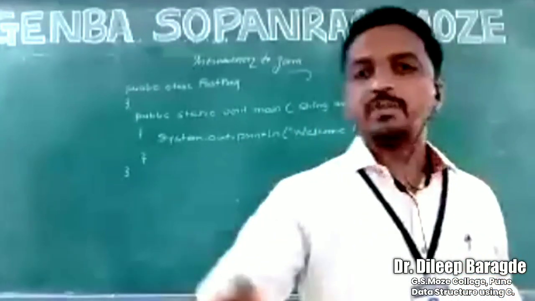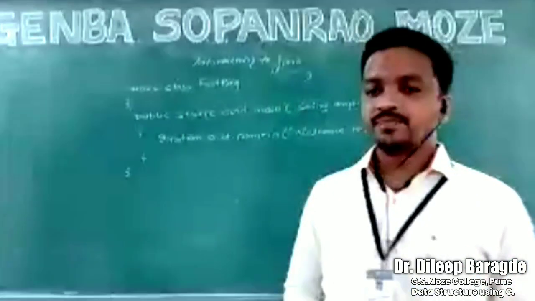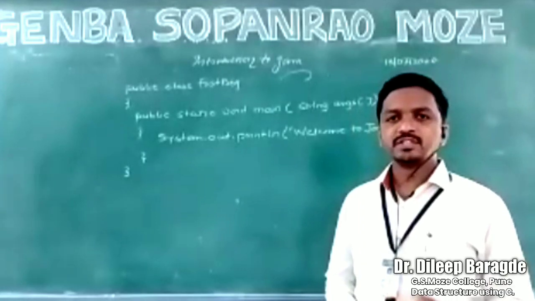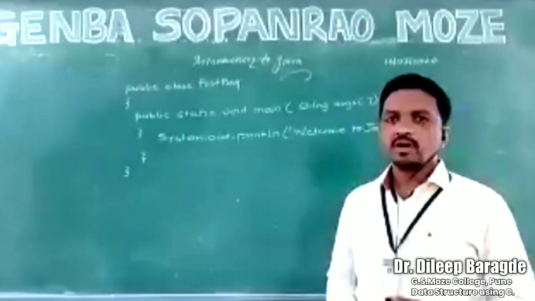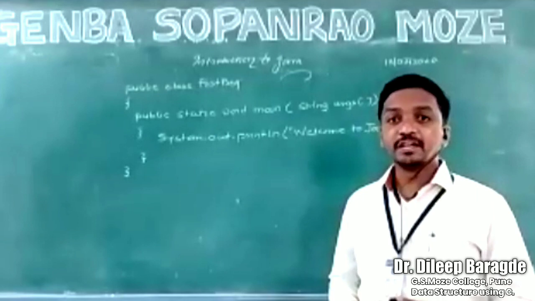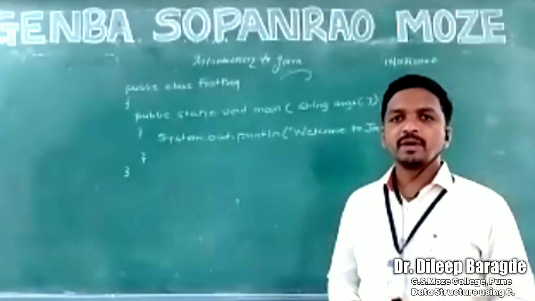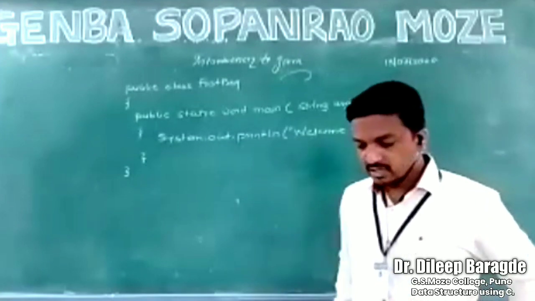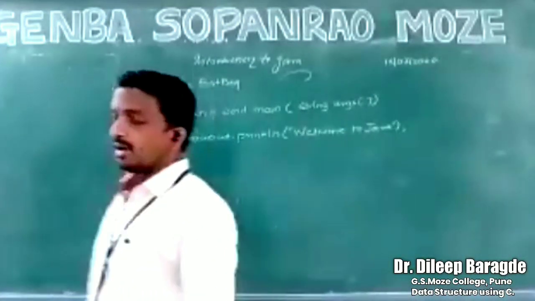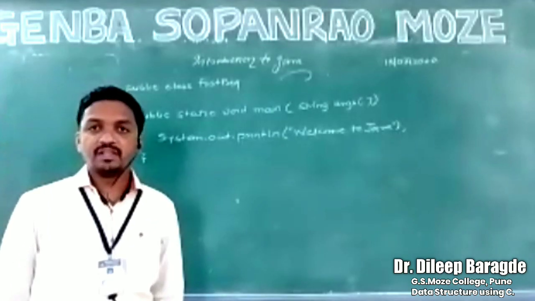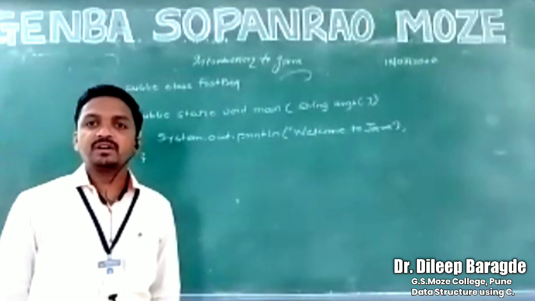The first Java IDE is NetBeans, which is from Sun Microsystems, and another is Eclipse. Eclipse is provided by IBM. So these are the two Java integrated development environments. In that we can type the Java program, we can execute the Java program, we can compile the Java program, we can do everything with Java.